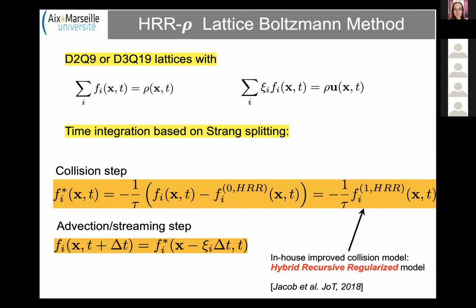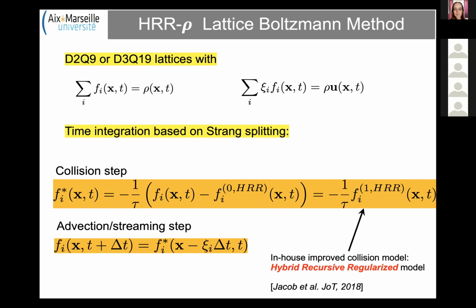So what I'm going to present today is based on our in-house model for the collision term, which is referred to as hybrid recursive regularized. Hybrid because this is a mix of classical Lattice-Boltzmann and finite difference for the computation of stresses that appear in the collision term. It is regularized in a recursive way in order to improve stability and to filter out some spurious numerical modes that may be present in LBM.